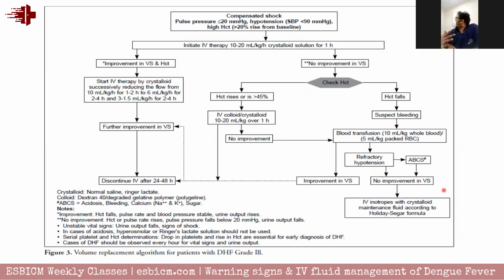Another thing is the sugar. So it's a very nice thing. Dr. Abhi told that you should look for ABCS. A stands for acidosis, B stands for bleeding, C stands for calcium, and S stands for sugar. We should understand that any acidosis, any sign of bleeding, any electrolyte imbalance, especially calcium, and hyperglycemia or falling sugar, these are bad signs. So you should take the patient on inotropes and crystalloids for the same.